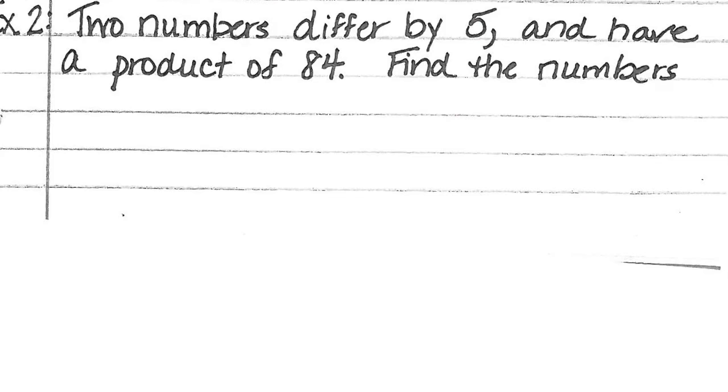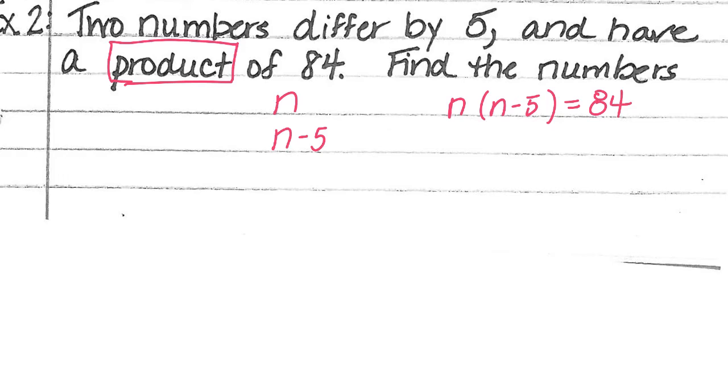All right, two numbers differ by 5 and have a product of 84. If they differ by 5, I'm going to call one number n and one number n minus 5. So it says that the product of them, if I multiply them, I get 84. And again, we need any quadratic to equal 0, so let's go ahead and distribute first. N times n is n squared. N times negative 5 is negative 5n. I need it to equal 0.